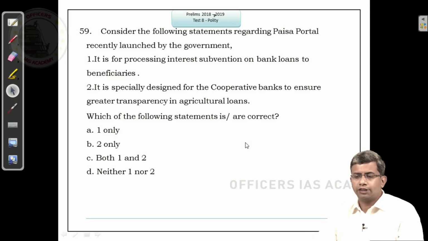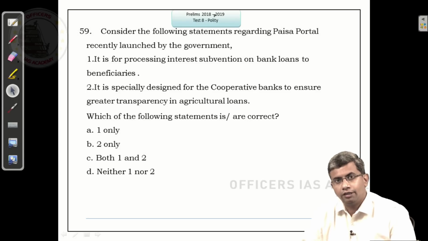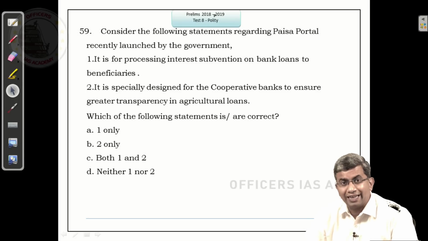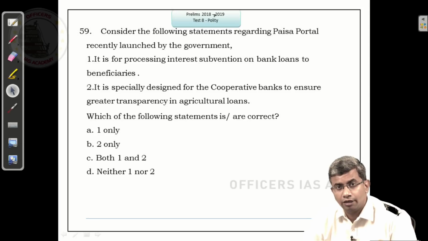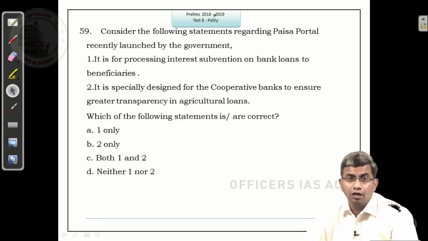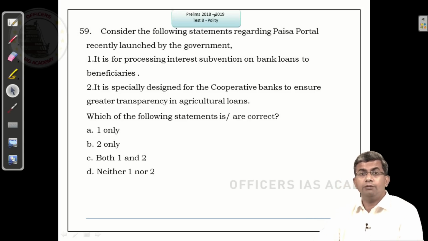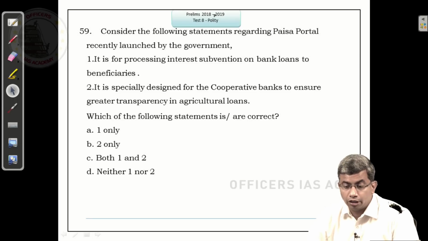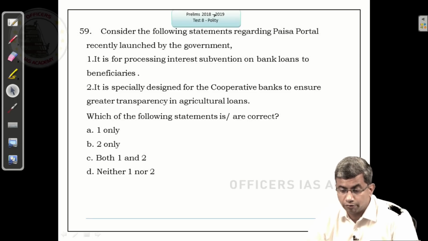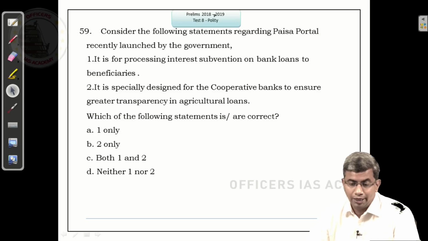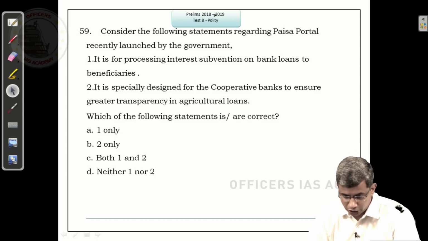Consider the following statements regarding the Paisa portal recently launched by the government. It is for processing interest subvention on bank loans to beneficiaries. Yes, that is the purpose. In fact, the Deen Dayal Antyodaya Yojana, the National Urban Livelihood Mission, DAY-NULM, has a lot of interest subvention schemes. So it is to process those interest subvention schemes on bank loans that this Paisa portal has been launched.